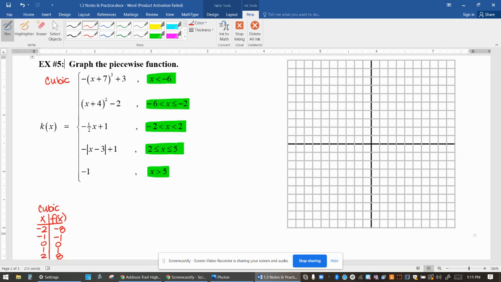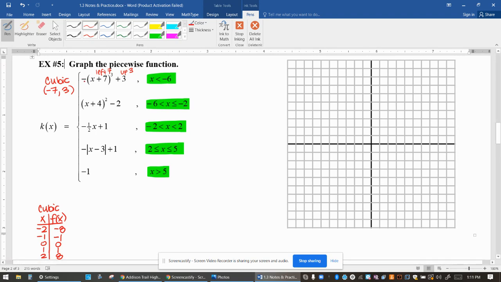Then I ask myself, how was this function transformed? So this function got shifted left 7 and up 3. So my new origin is going to be -7, 3. That's also an important thing to remember. Which way was it transformed, and where will your new origin be?